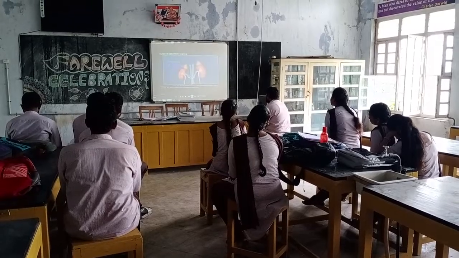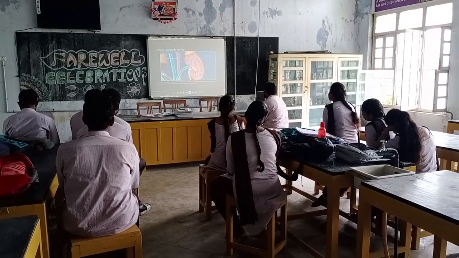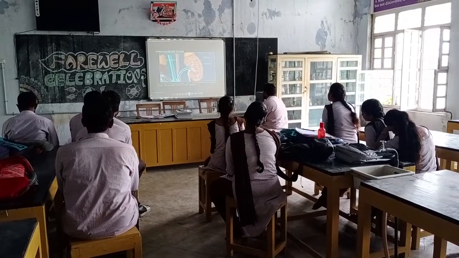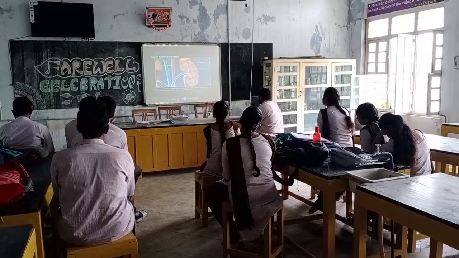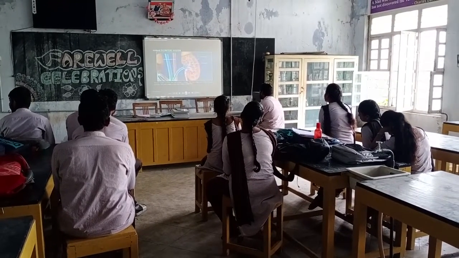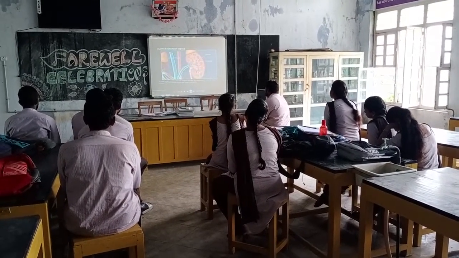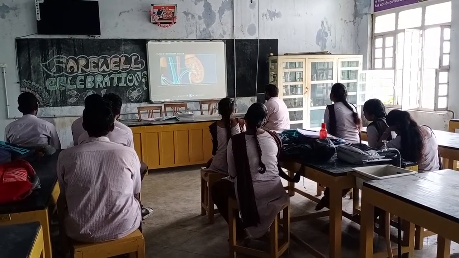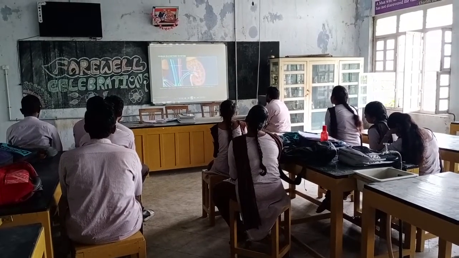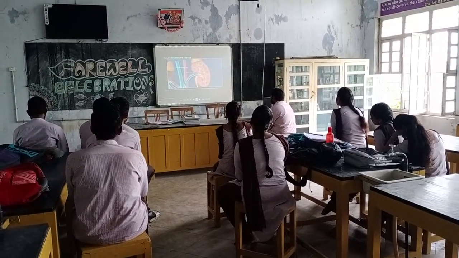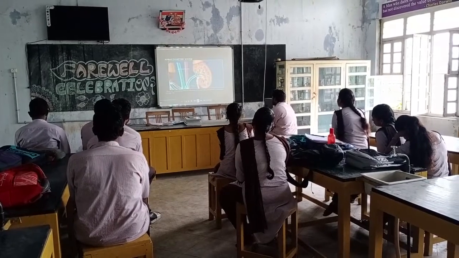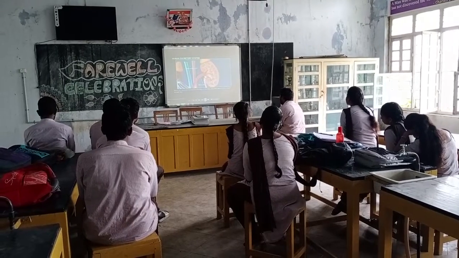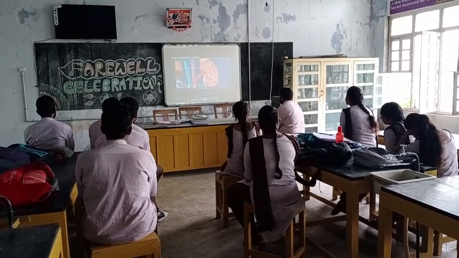Its outer margin is convex and the inner margin is concave. The notch present on the inner margin is called hilus. Renal artery, which brings blood to the kidney from the heart, enters the kidney through the hilus. Renal vein, which carries blood from the kidney to the heart, and the ureter come out of the kidney through the hilus.